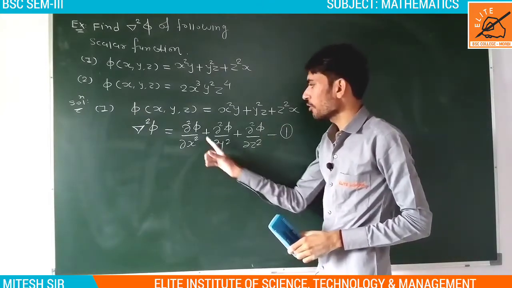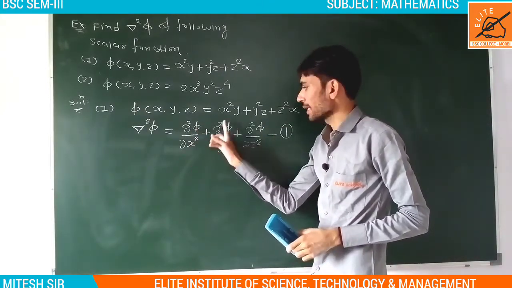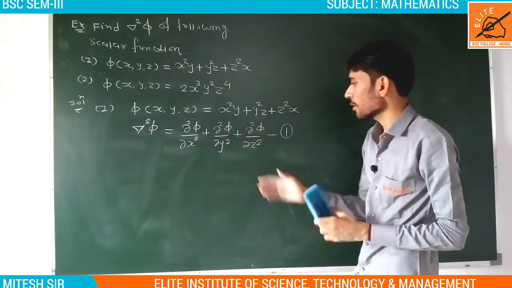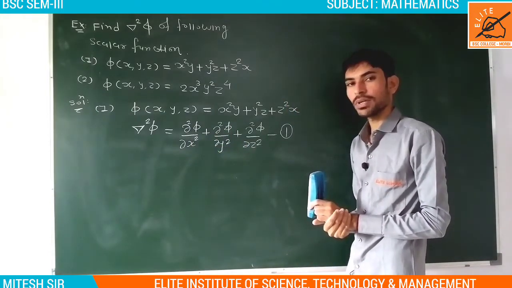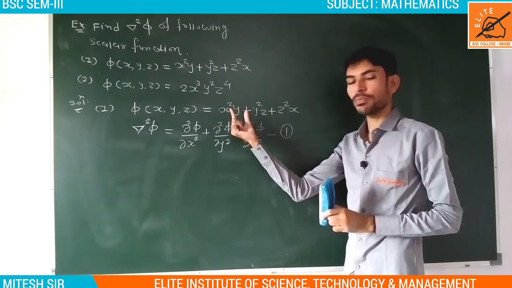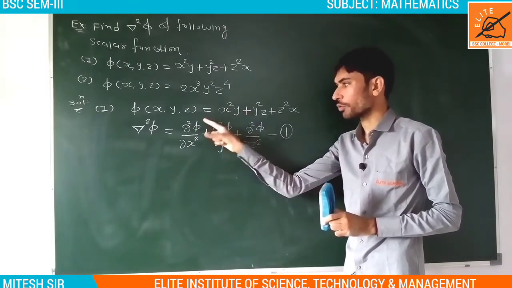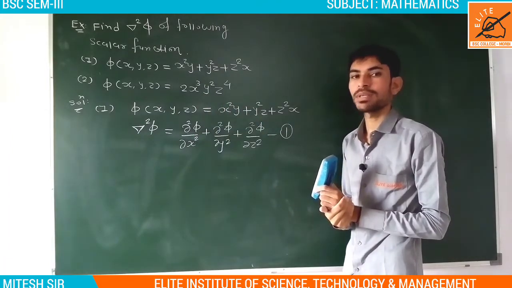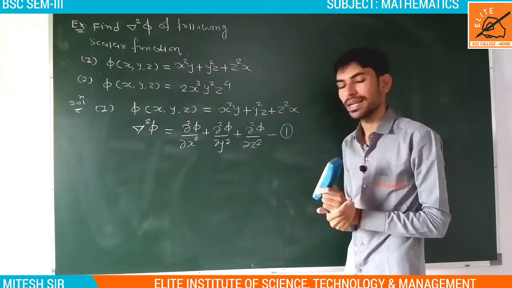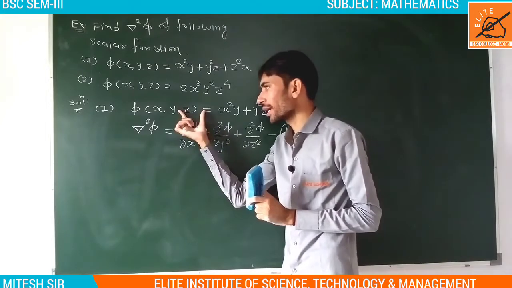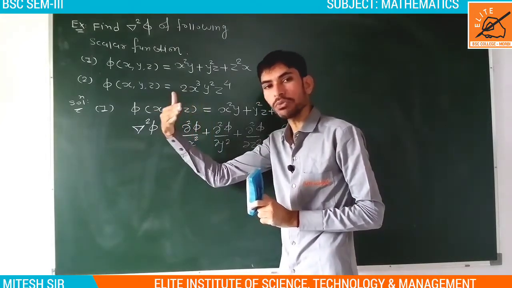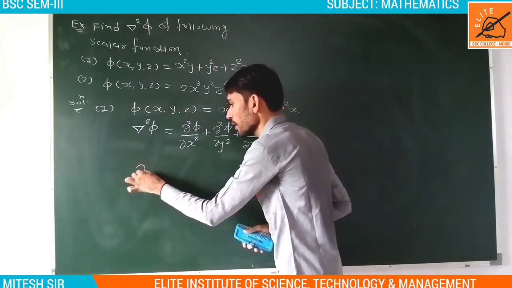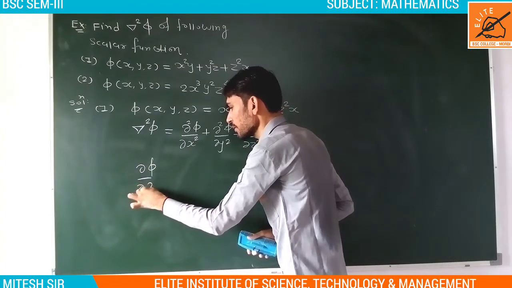Now we find the value of del square phi by del x square, del square phi by del y square plus del square phi by del z square. How to get this value? Here we are doing partial derivative of function phi with respect to x. Next we are doing again derivative with respect to x. That means we get the value of del square phi by del x square. Our function phi, first we will do partial derivative with respect to x. So here we get the value of del phi by del x.